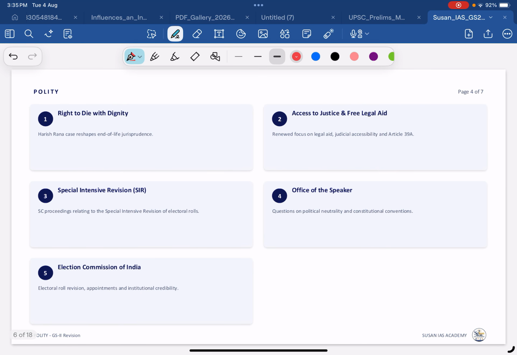Okay. Then right to die with dignity, passive euthanasia, we can talk about it. Harish Rana case, like article 21 again, passive euthanasia, living wills, right, and the Common Cause judgment, right to life is right to die, what are the dimensions under medical ethics, safeguards against misuse, and the recent judgments about this right to die with dignity, right.